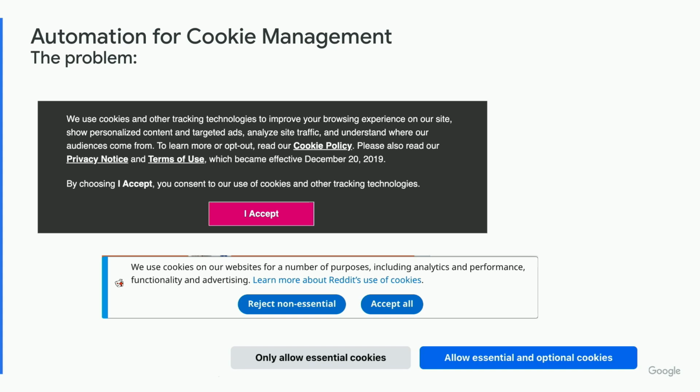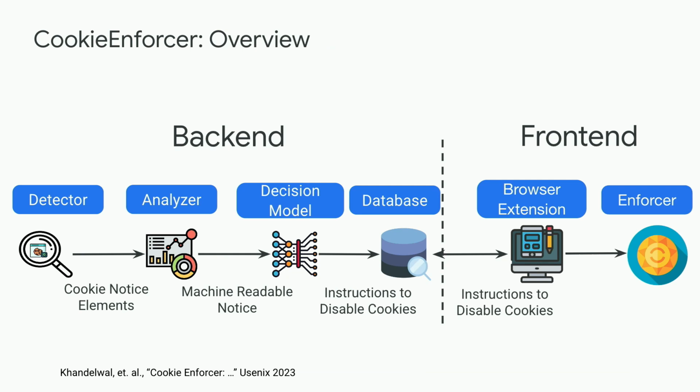So wouldn't it be nice if you could have something that would just automatically run on your behalf and get you into essential only mode all the time, without you having to figure out every website's different pattern? There was some work done by Rishab Kandal at the University of Wisconsin-Madison again, and they built this thing called the Cookie Enforcer.